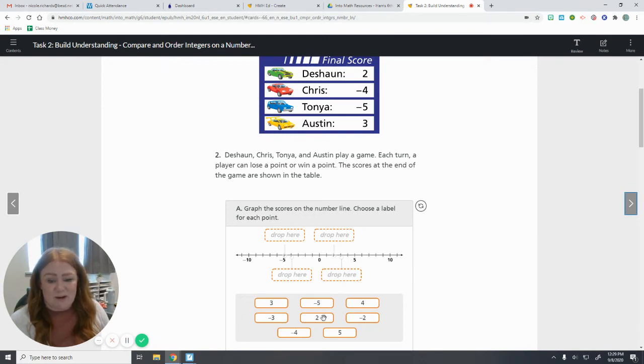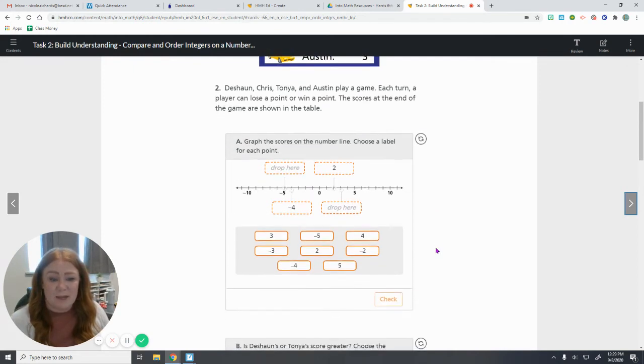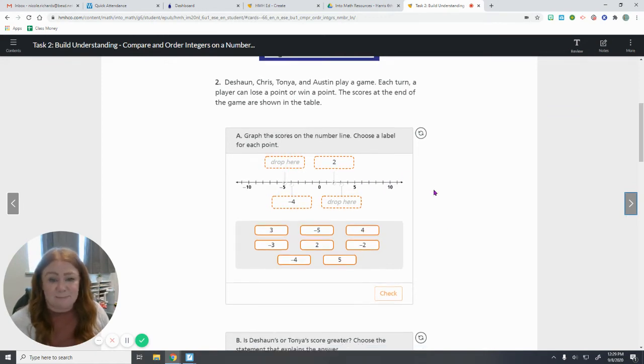Now I need to make sure I've got a 2 and a negative 2. I need to make sure I'm grabbing the correct one to go there. Then Chris has negative 4, so he's going to be below 0, 3, 4. And I need to get that negative 4 to place there. So I want you to go ahead and finish doing Tanya at negative 5 and Austin at 3. So go ahead and pause and get those in the correct places there. And you can check your work to make sure you've got them correct because you'll be using this number line to answer some other questions.